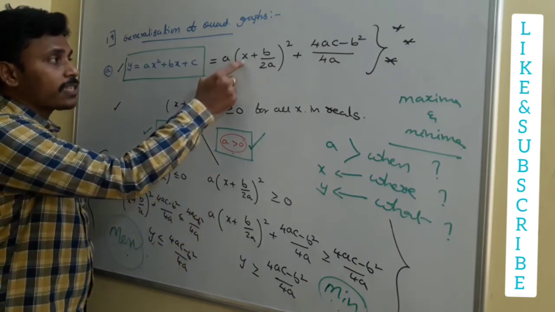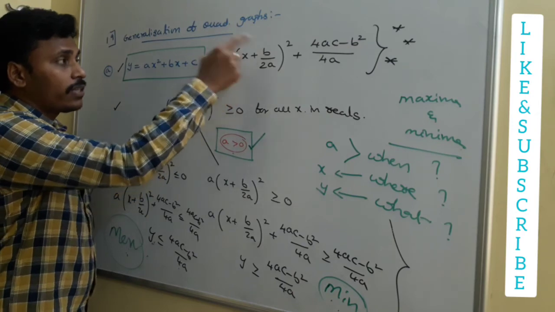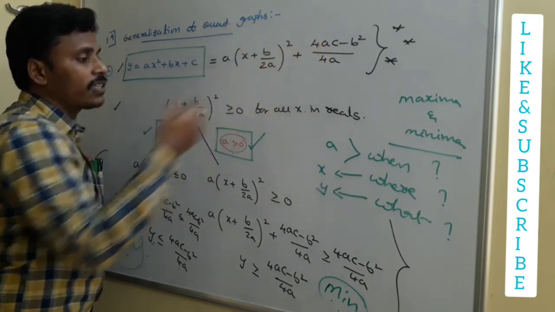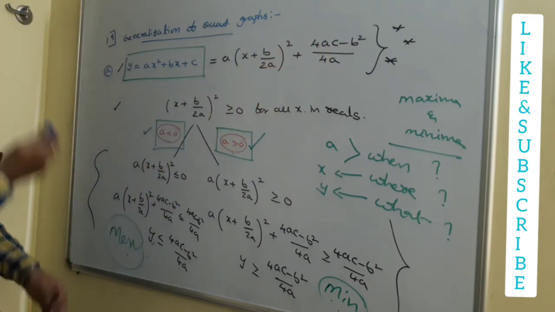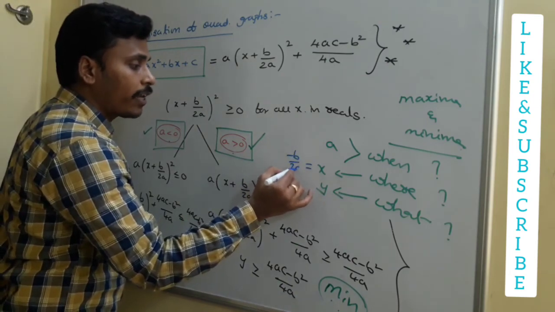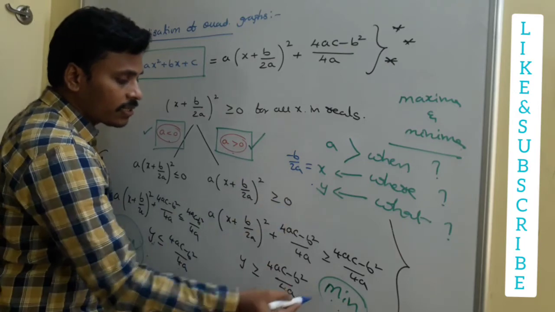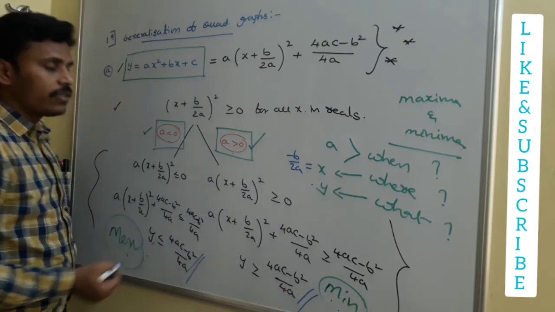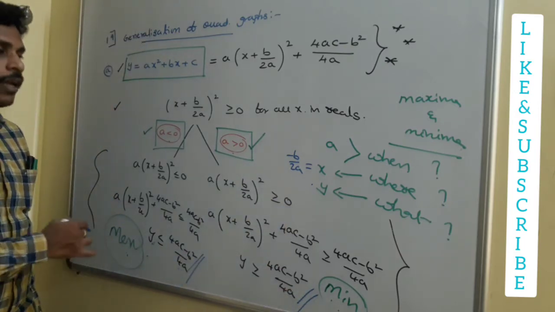If you place x equals minus b by 2a, this becomes 0 and the result is 4ac minus b square by 4a, which is the maxima. So where, in the sense, is at x equals minus b by 2a, and y, in the sense, is this particular value, whether that is maxima or minima.